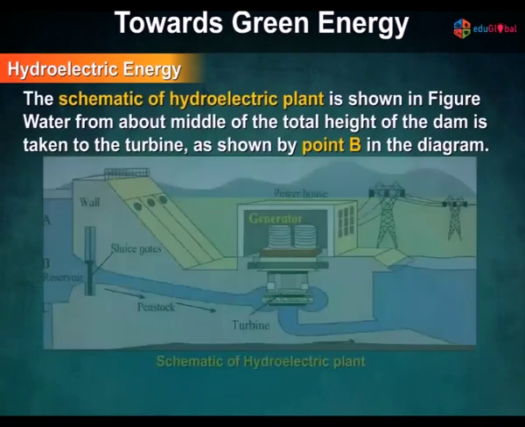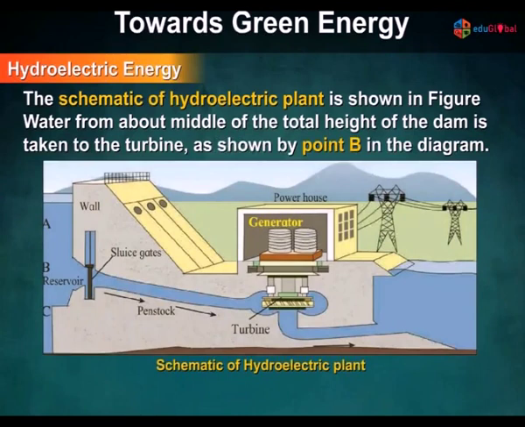The schematic of hydroelectric plant is shown in figure. Water from about middle of the total height of the dam is taken to the turbine, as shown by point B in the diagram. Schematic of hydroelectric plant. A, B, C. Reservoir, wall, sluice gates, penstock, turbine, generator, powerhouse.